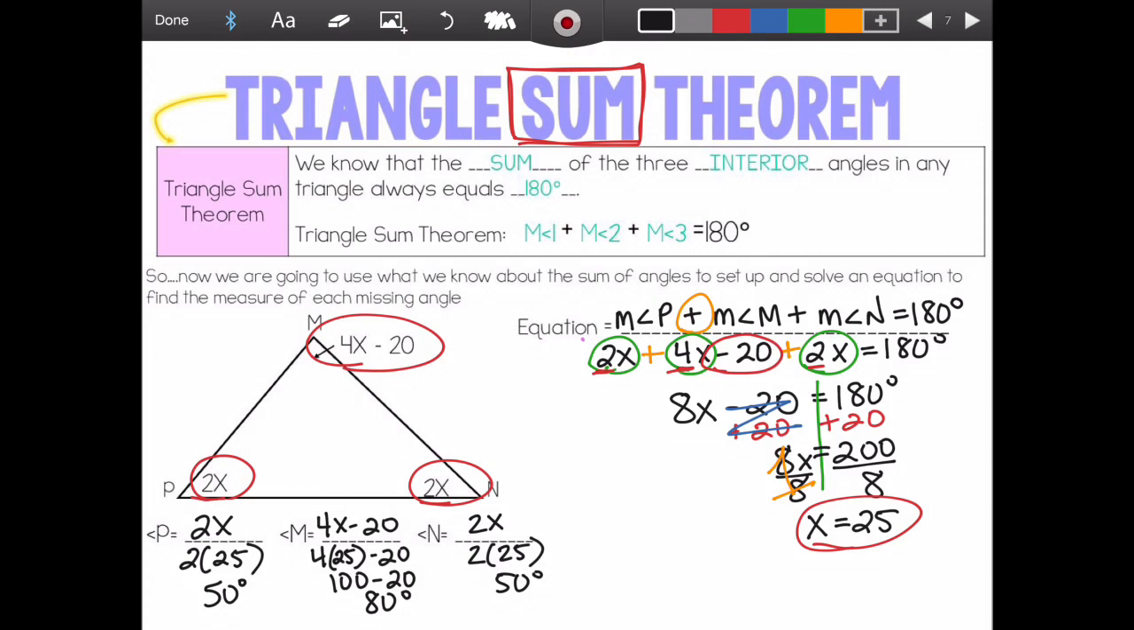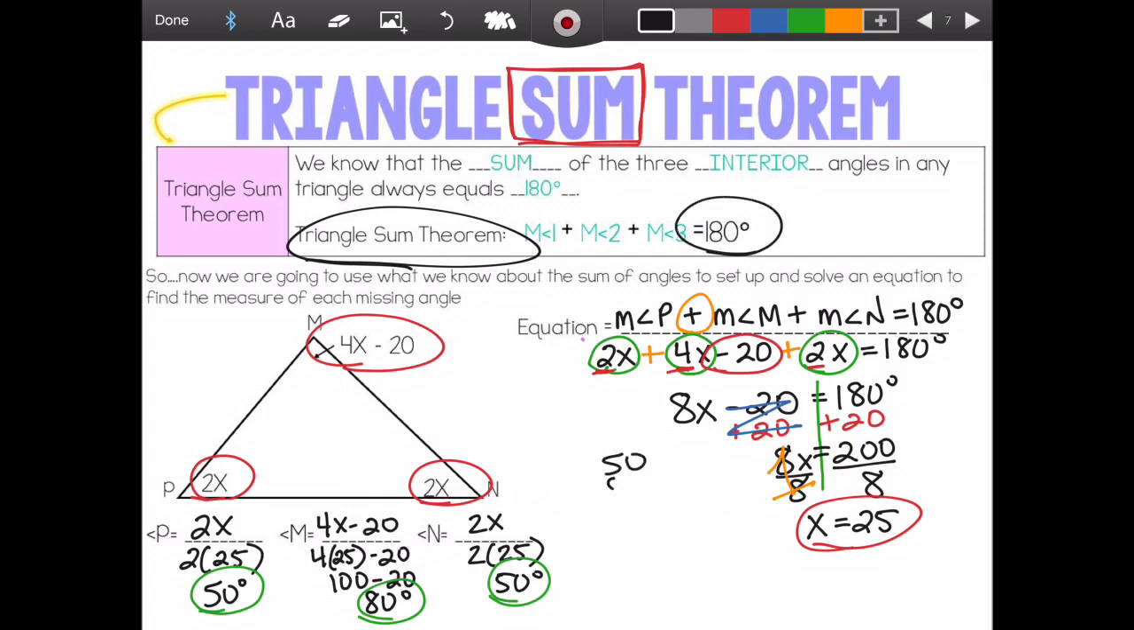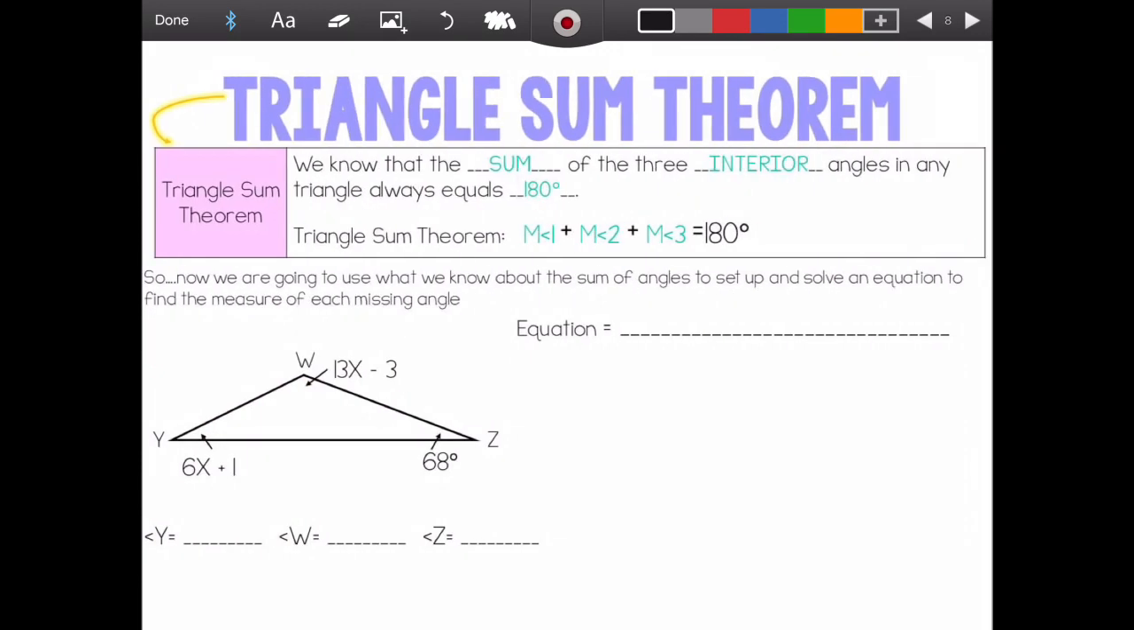Okay, so here are our angle measures, 50, 50, and 80. And again, if you want to double check, if you add those together, they should equal 180 degrees, because of the theorem which states that they should add up to 180. So 50, 50, and 80. If we add those together, 5 plus 5 is 10, 10 plus 8 is 18. And yes, 180 degrees. Okay, let's move on to the next one.